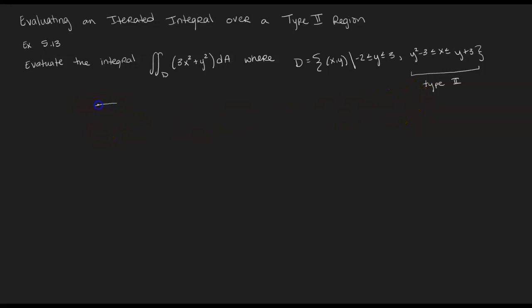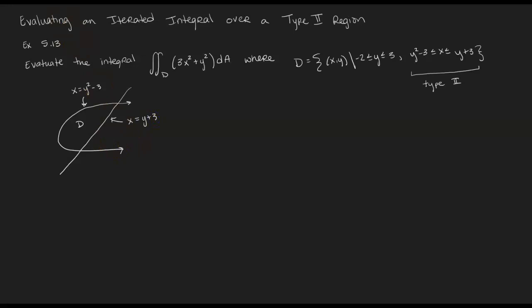So if I just sketch this graph for you, our y squared function is going to look a little bit like this, and then the y plus 3 is going to look like this. So the region D is between those two curves. The y squared function, that was y squared minus 3. And then our linear function, that is the x equals y plus 3 side.